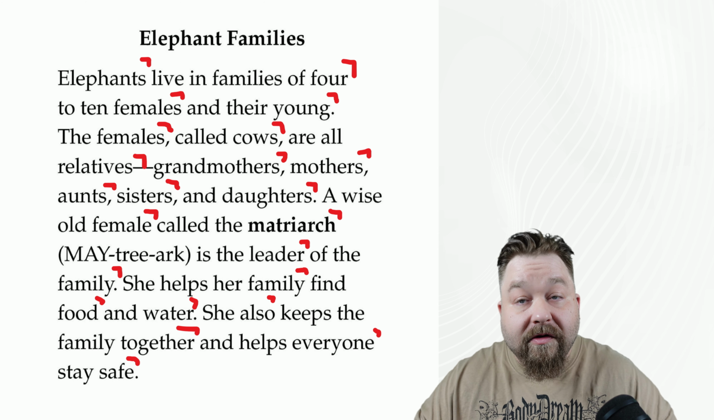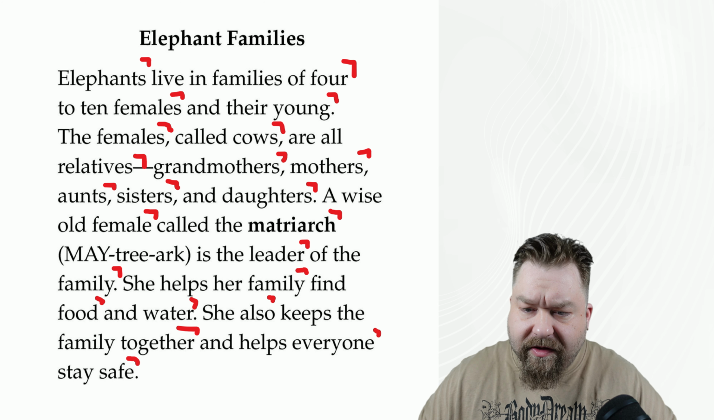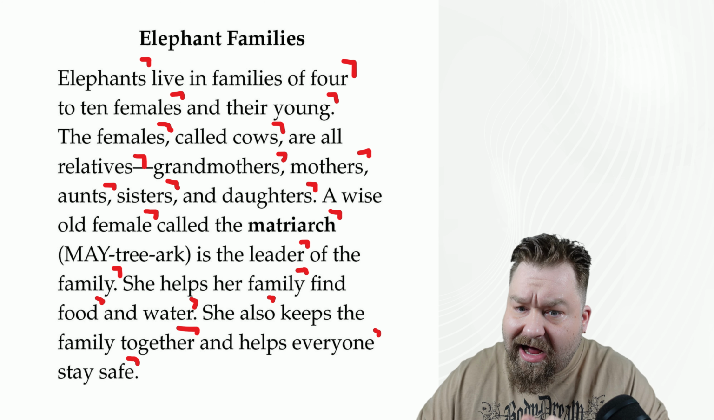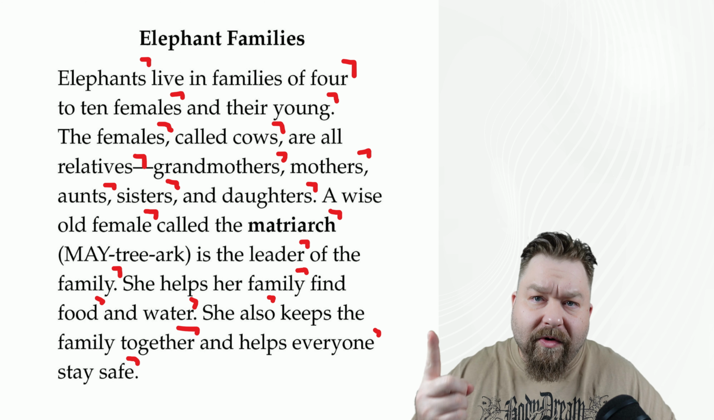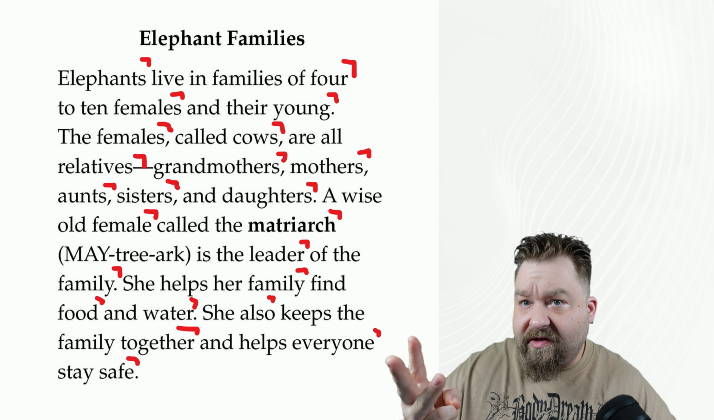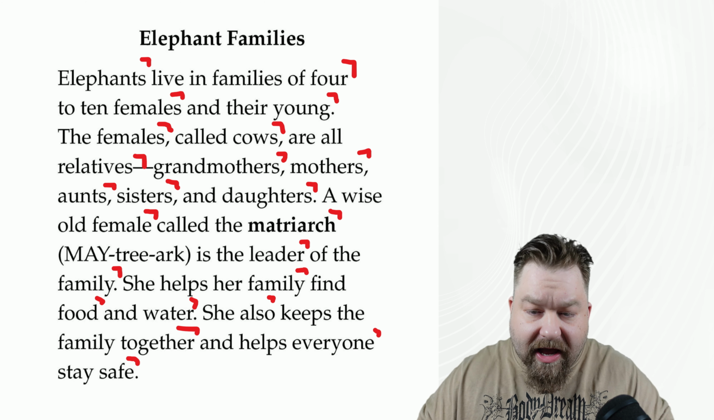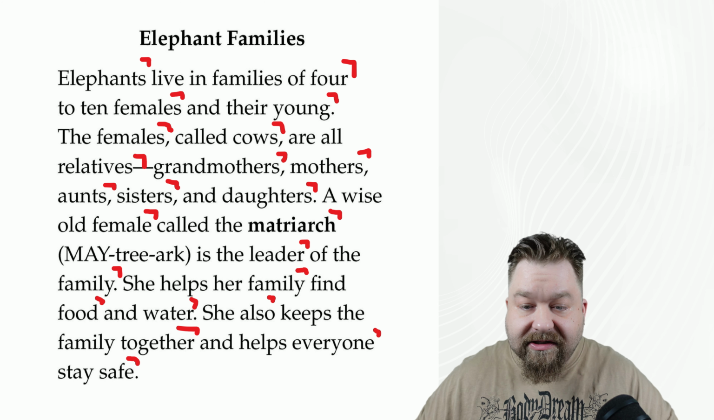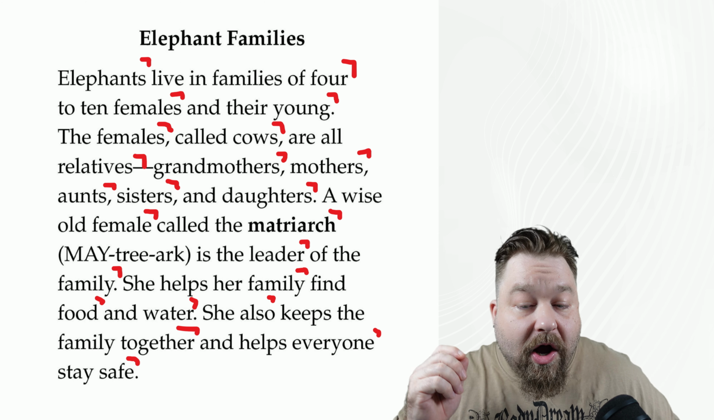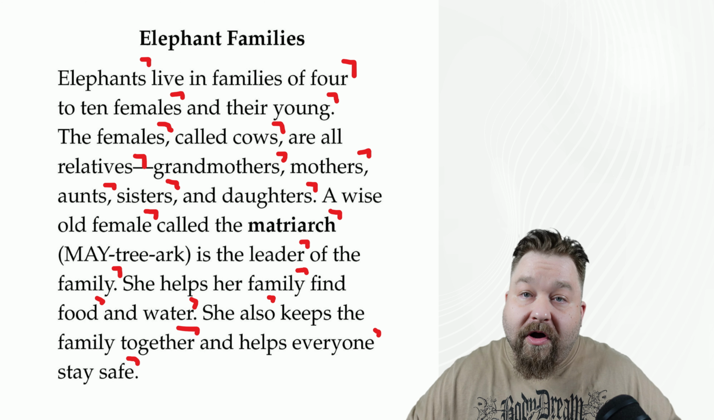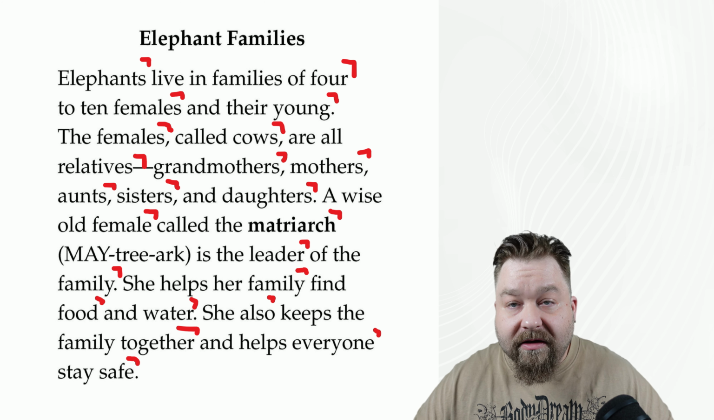The females, called cows, are all relatives: grandmothers, mothers, aunts, sisters, and daughters. See that? We're counting off things to say a point, right? Grandmothers, mothers, aunts, sisters, daughters, same rhythm. A wise old female called the matriarch is the leader of the family.